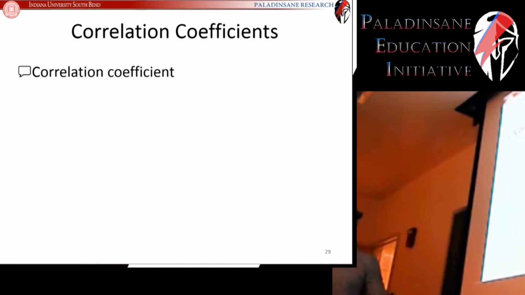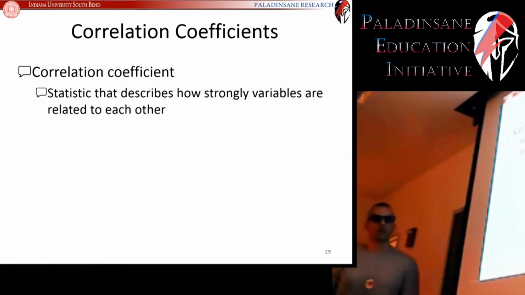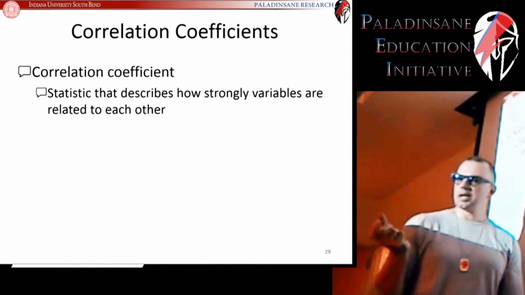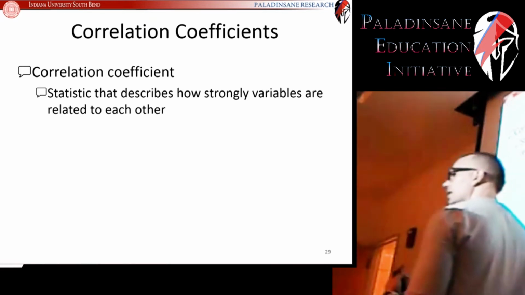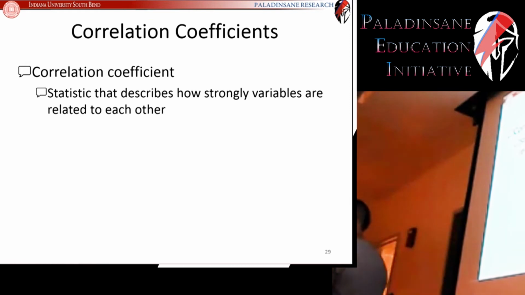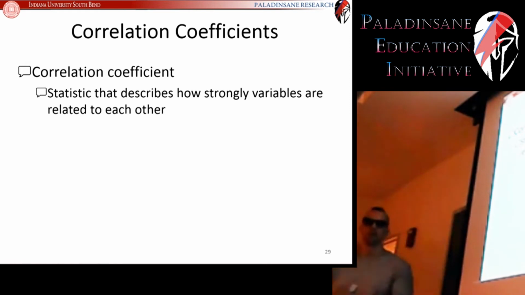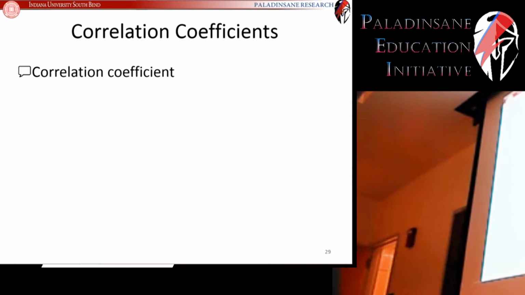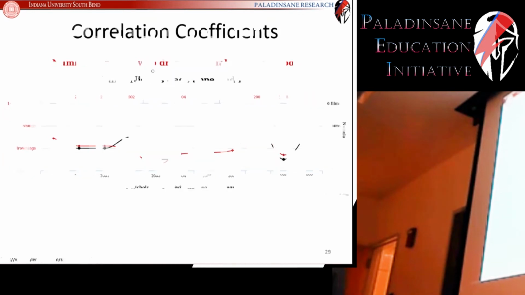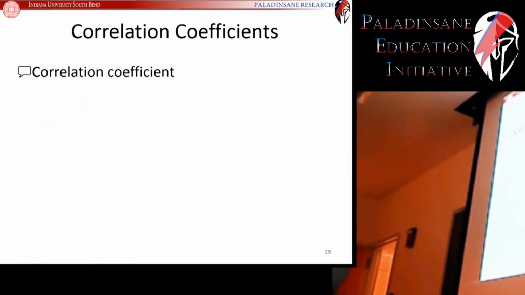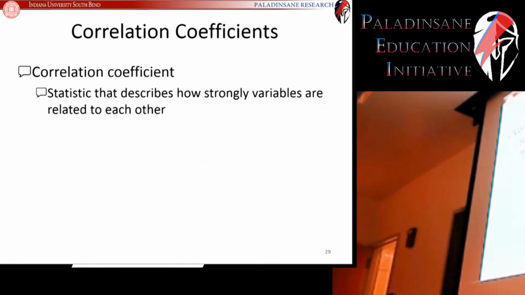But before we get to that, we need to be clear on the concept of the correlation coefficient. So a correlation coefficient, it's a statistic. It's a number that tells how strong a relationship is between two variables. How strongly correlated are these two variables? So by example, all of these ones that I just showed you would have a very high correlation coefficient because they were all very correlated with each other.